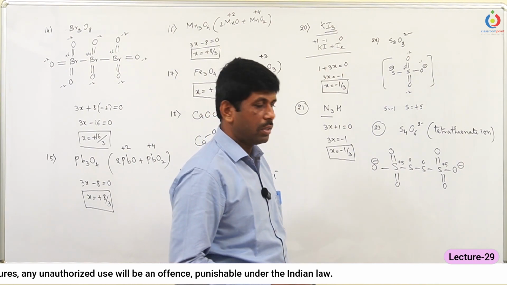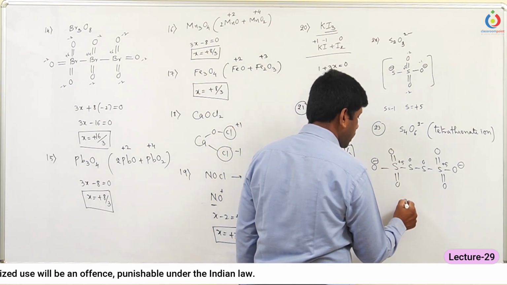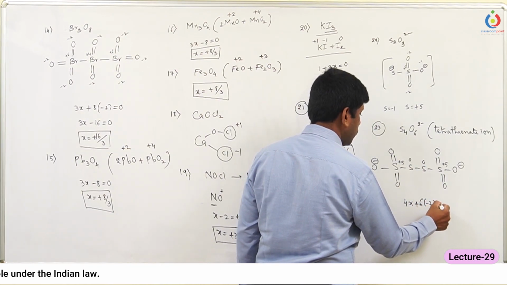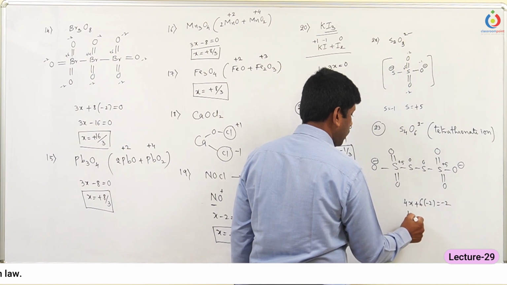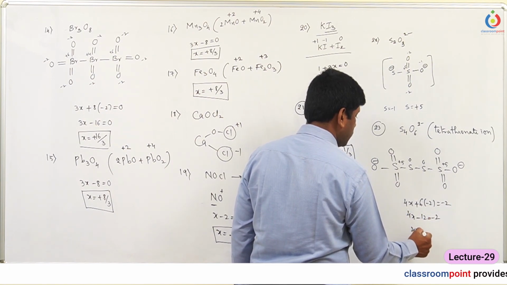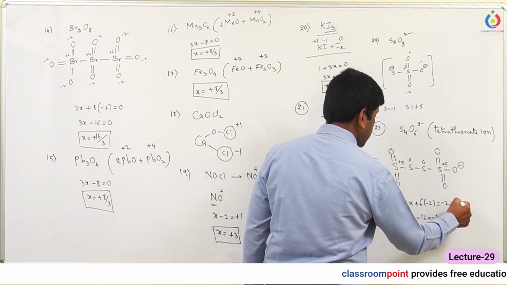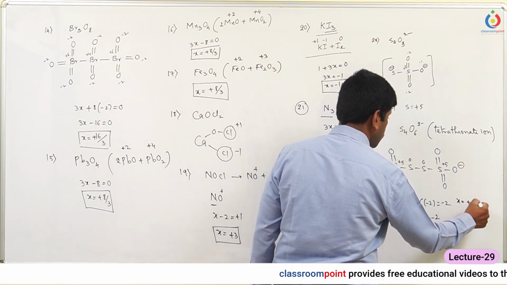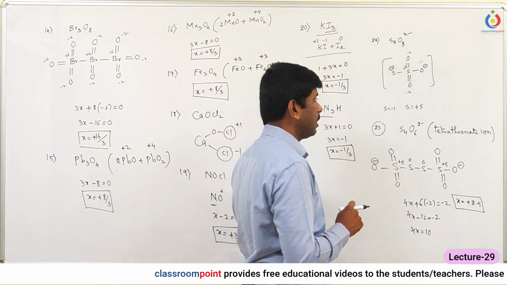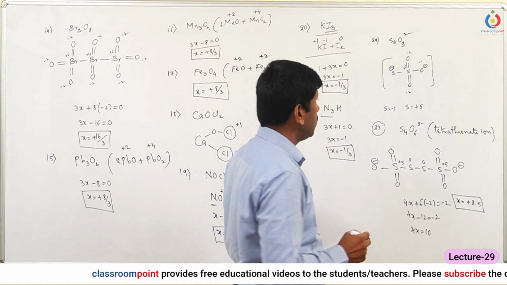If you take the average oxidation state, then here we have to take 4x plus 6 oxygen, 6 into -2 equals -2. 4x minus 12 equals -2. 4x equals 10. So x equals plus 2.5. Here also we can calculate the average oxidation state.